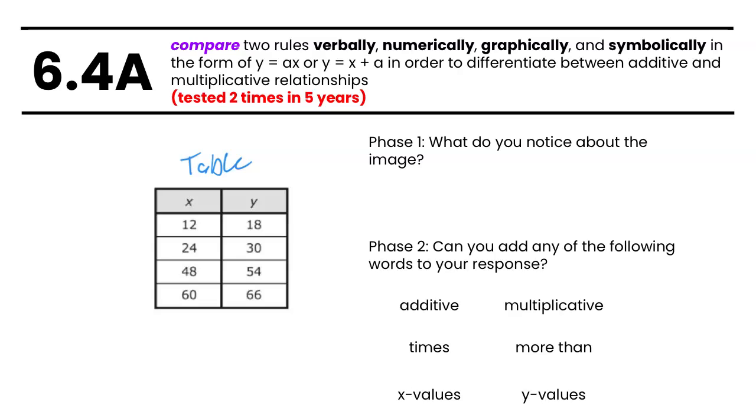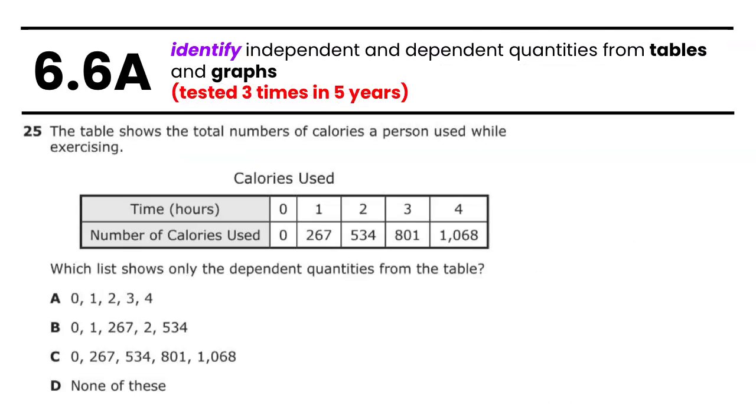As we move into the next concept that I want to cover in this video, let's look at this released question. Students need to identify independent and dependent quantities from tables and graphs. Students can use their prior knowledge from science class where they have discussed the idea of an independent variable, which is the variable that you control in an experiment. It's called independent because it's not influenced by any other variables in the study, or it does not depend on anything else in the particular context.